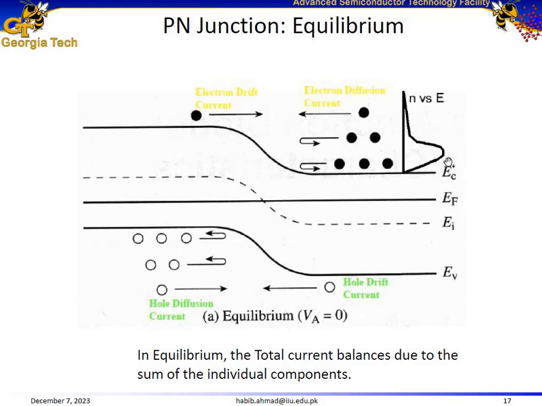Now, under thermal equilibrium, without going into a lot of details, we see a built-in potential barrier when we arrive at the equilibrium point. Because of this built-in potential barrier, electrons would not be able to move from the n-type layer to the p-type layer. Similarly, because we have a built-in potential barrier for holes as well, holes would not be able to move from the p-type layer towards the n-type layer.